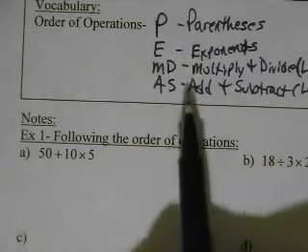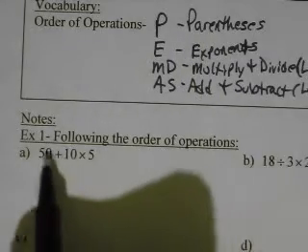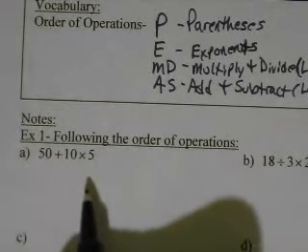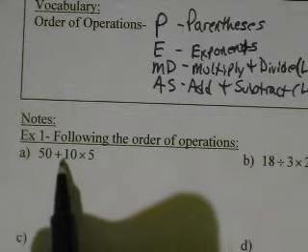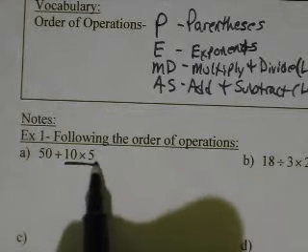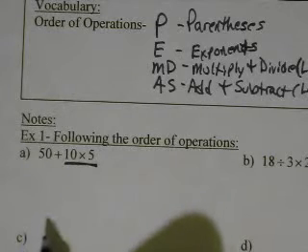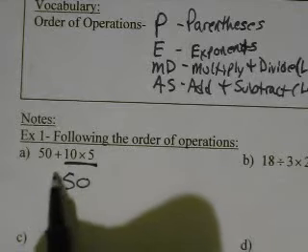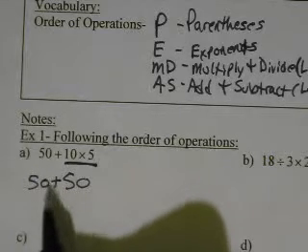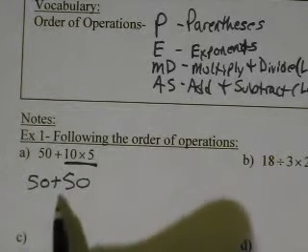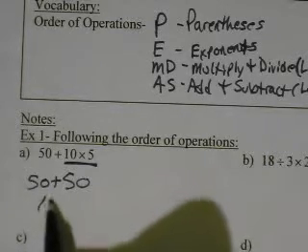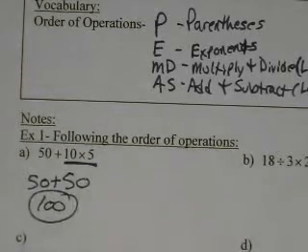So if we work down this list, there's no parentheses in our problem. There's no exponents. But there is a multiply. So we're going to do that before we add. Multiply, 10 times 5 is 50. And then when we finally add, because that's all that's left, 50 plus 50 is 100. And that is our answer.